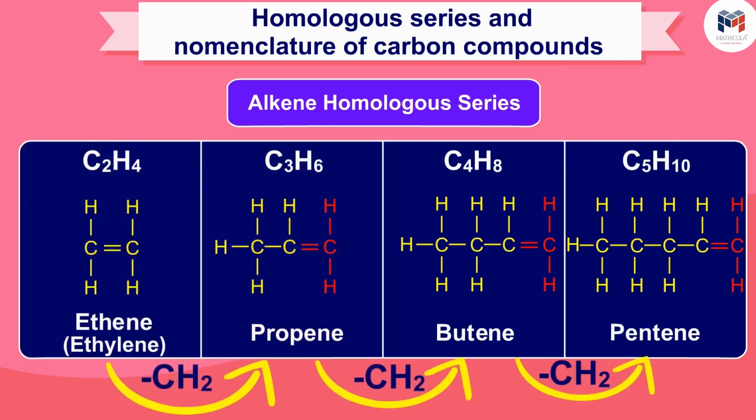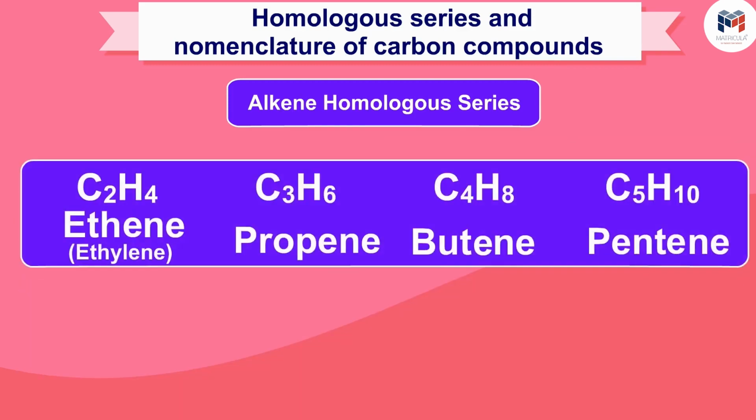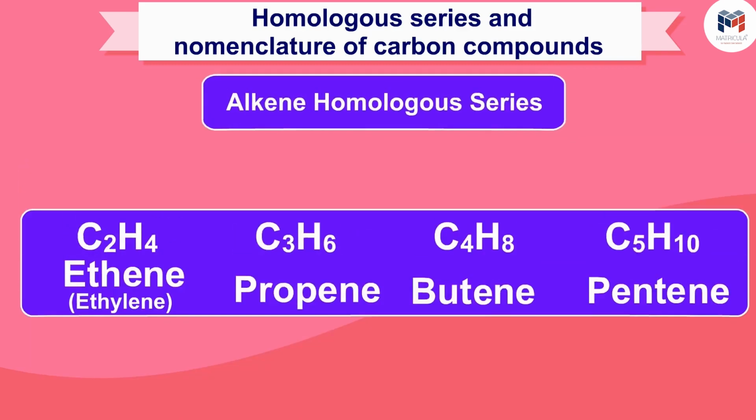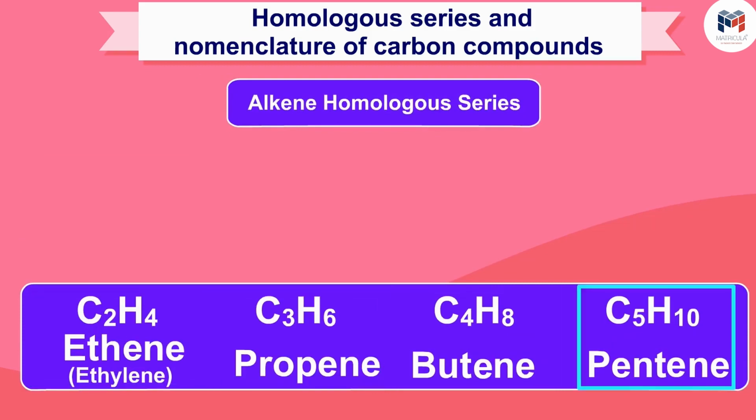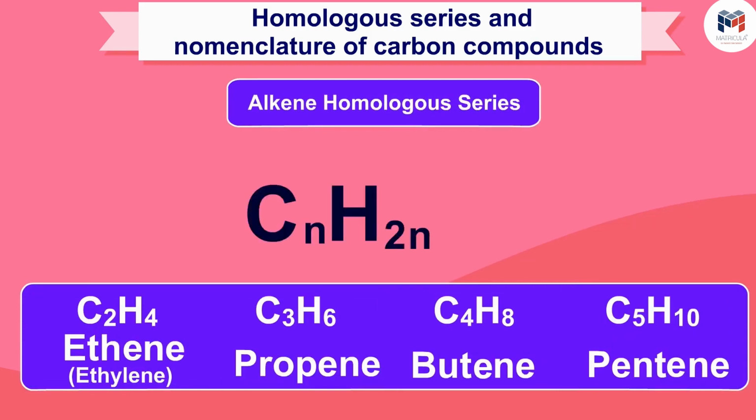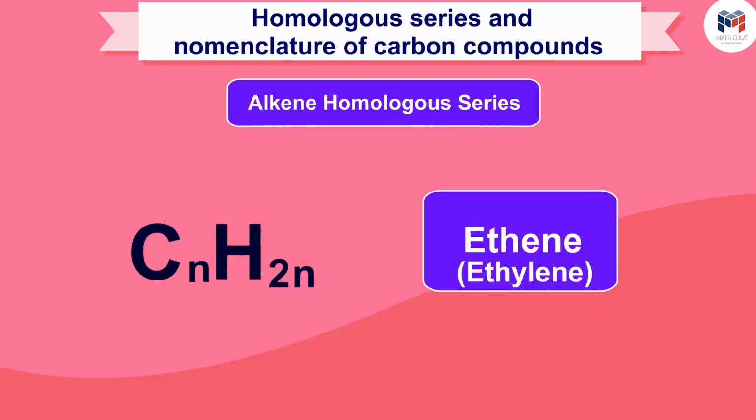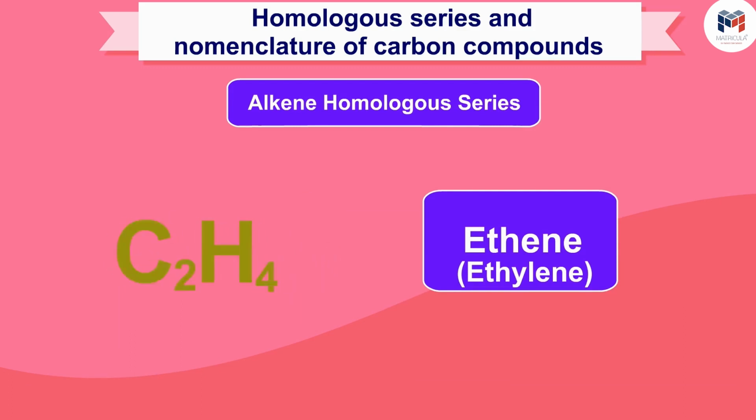And as you can see, we can show any compound of this category by the formula CnH2n. For example, in the second compound, ethene, the n will be 2. Now, if we write 2 instead of n in this formula, we will find the molecular formula C2H4 of ethene.